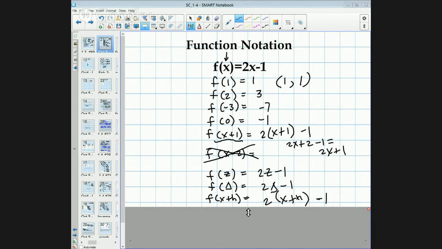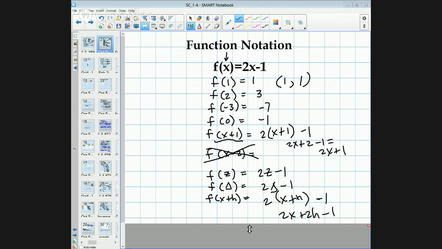So what are you going to do with f of h plus x? Plug in h plus x wherever there was an x. And you would get 2x plus 2h minus 1, right? Because you have to remember that x plus h, when you plug it in, has to be in parentheses. And then when you carry it out, you do the distributive property, then see if you can combine terms. And in this case, you can't. All right. Next slide.